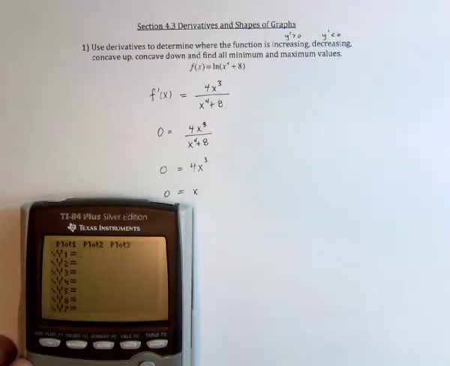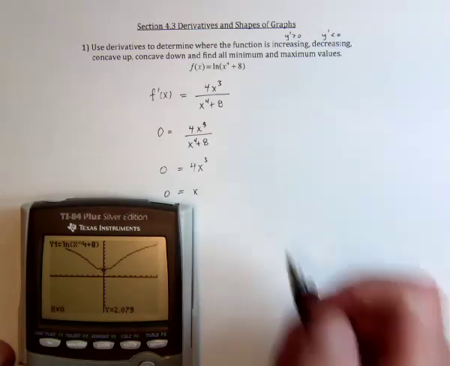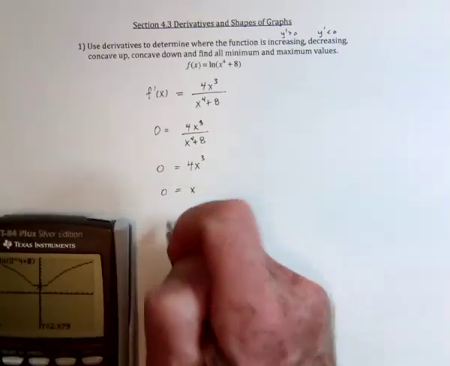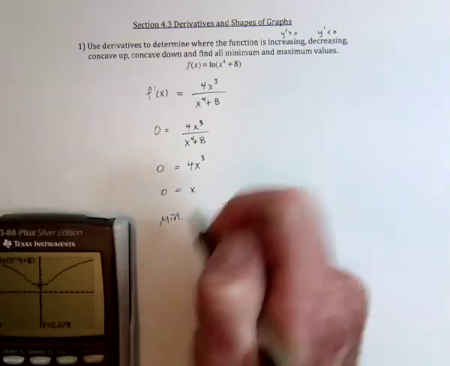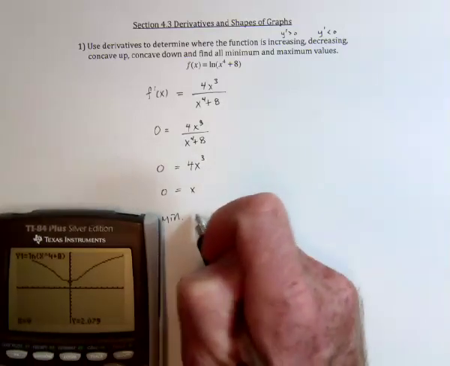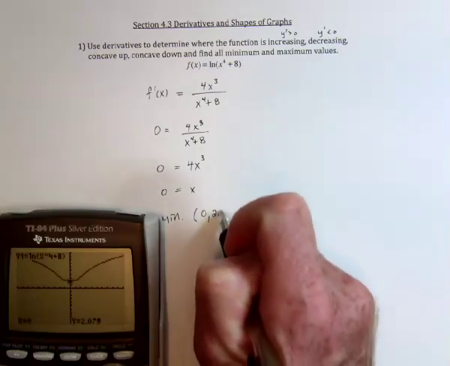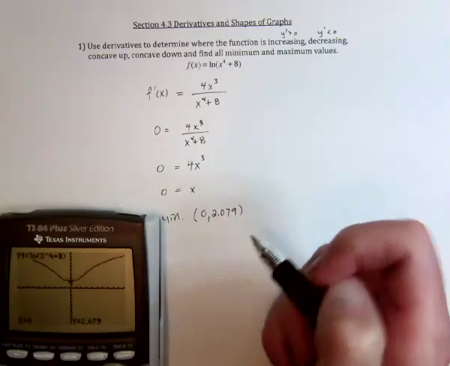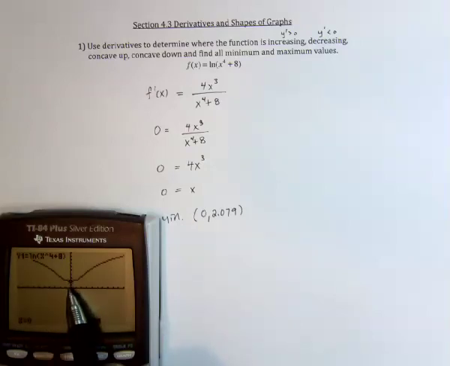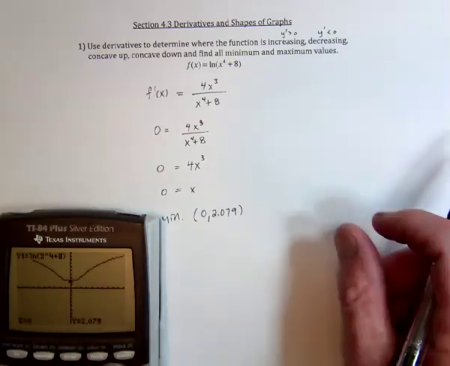So the original function was the natural log of x raised to the 4th plus an 8. It seems to be a very well behaved function. X equals 0, there's a minimum. So there's a minimum at 0 and 2.079. And it looks like the derivative is negative on that side and positive on that side.